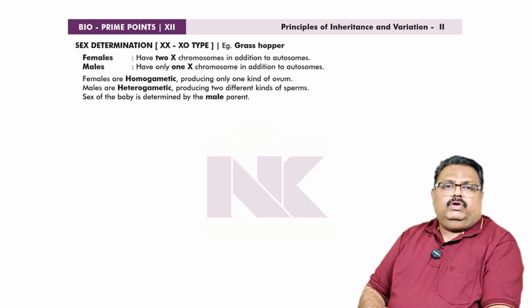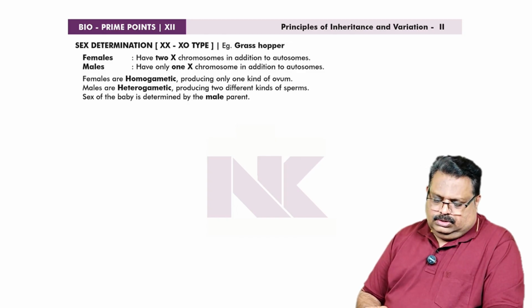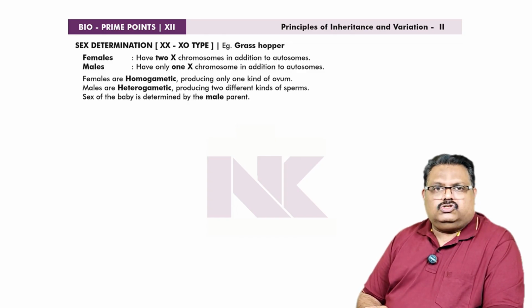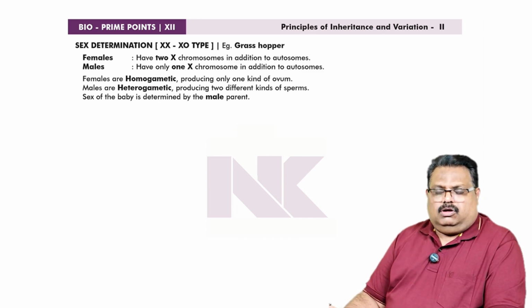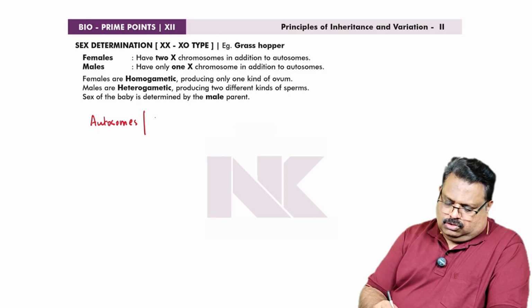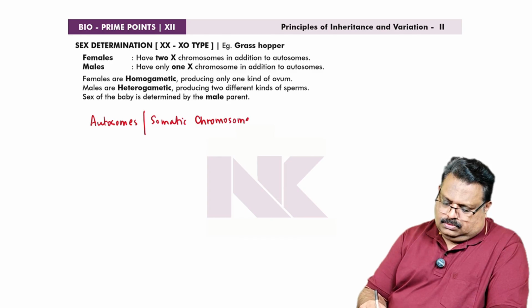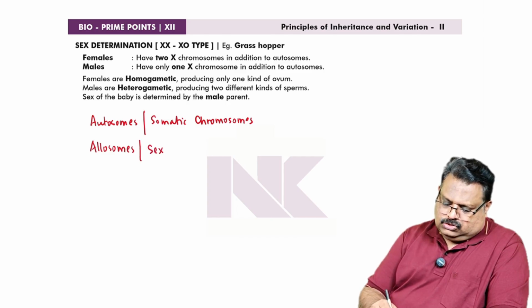Okay. Now we are moving on to a very important topic from your examination point of view. That is the mechanism of sex determination, the chromosomal mechanism of sex determination. You might have studied that there are two types of chromosomes, namely autosomes, otherwise called somatic chromosomes, and allosomes, otherwise called sex chromosomes.